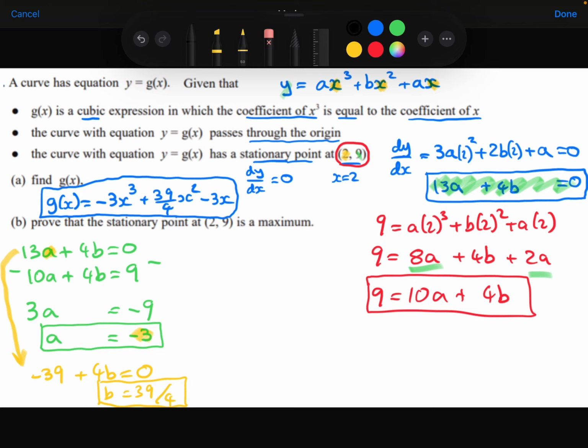Then for part B, we have to prove that the stationary point at 2, 9 is a maximum. So that's when the second derivative is negative. Sorry, that's what I need to show. The second derivative is negative at a maximum. So let's differentiate twice to get our second derivative.